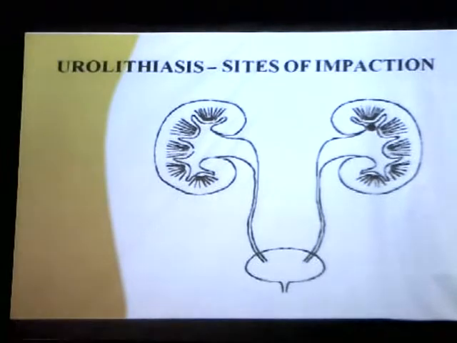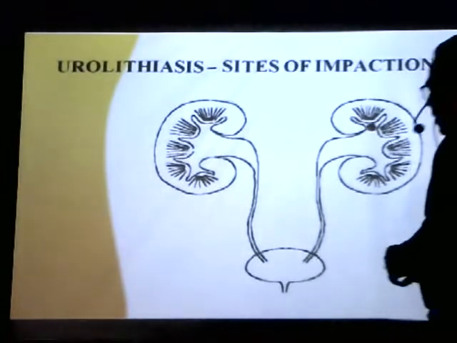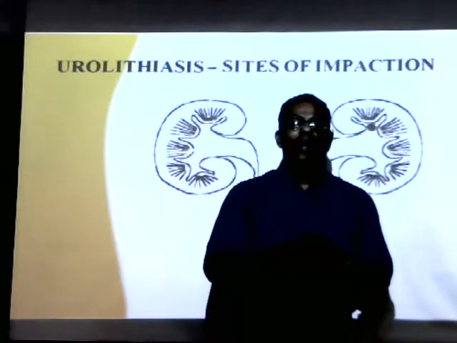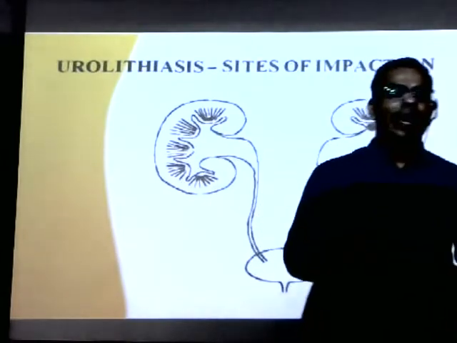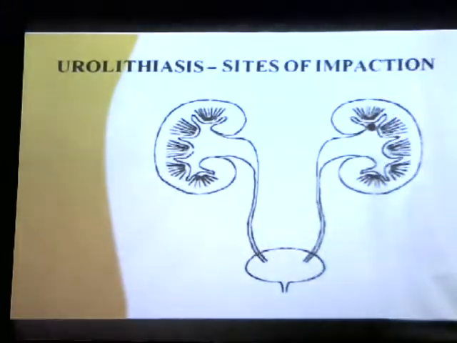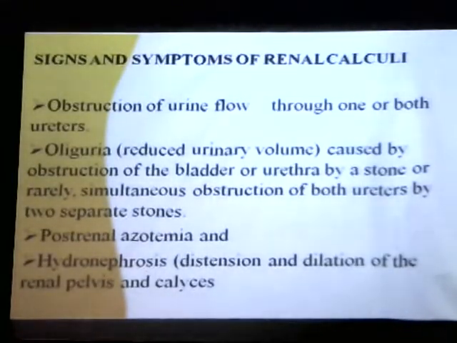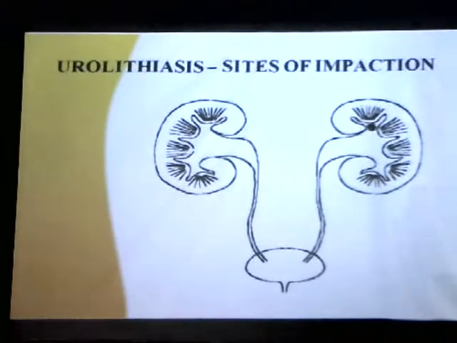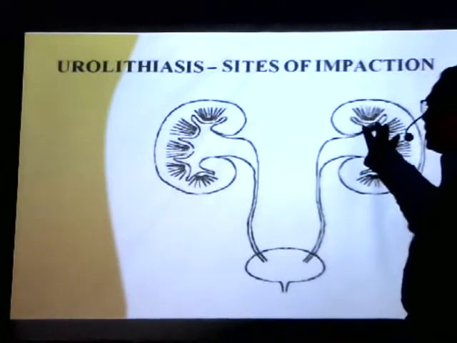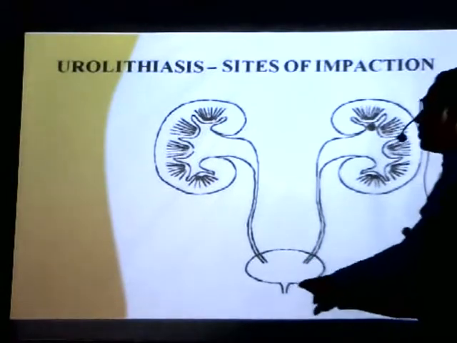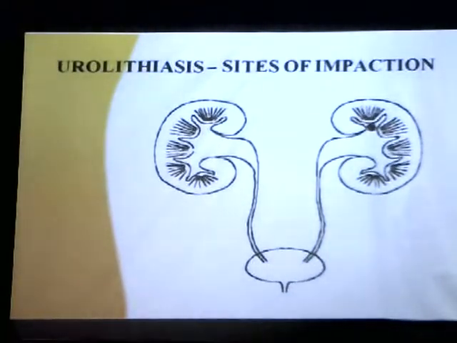Now, urolithiasis. What is urolithiasis? Here the site is not important. It can be anywhere in your kidney, ureter, bladder or urethra. So let us see the site of impact for urolithiasis. It can be anywhere. It can be here in the calyxes, the ureter or the bladder. It can be present anywhere.